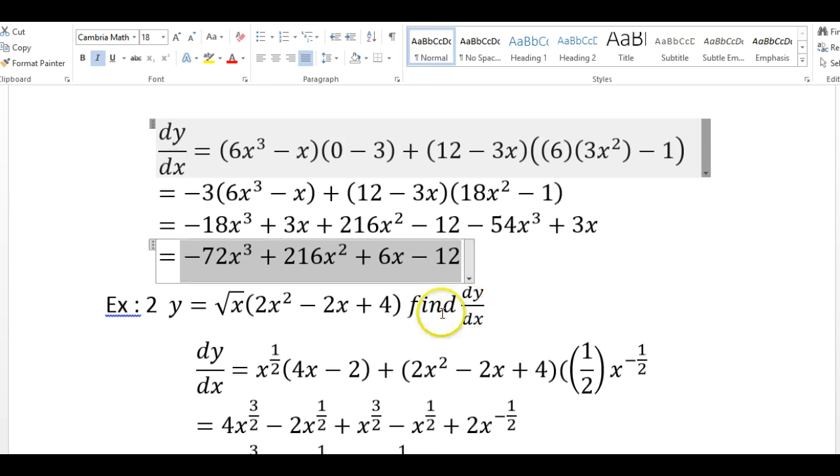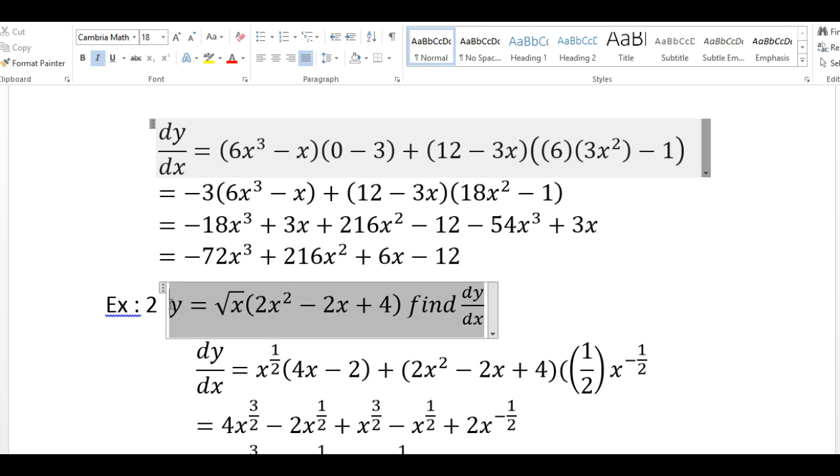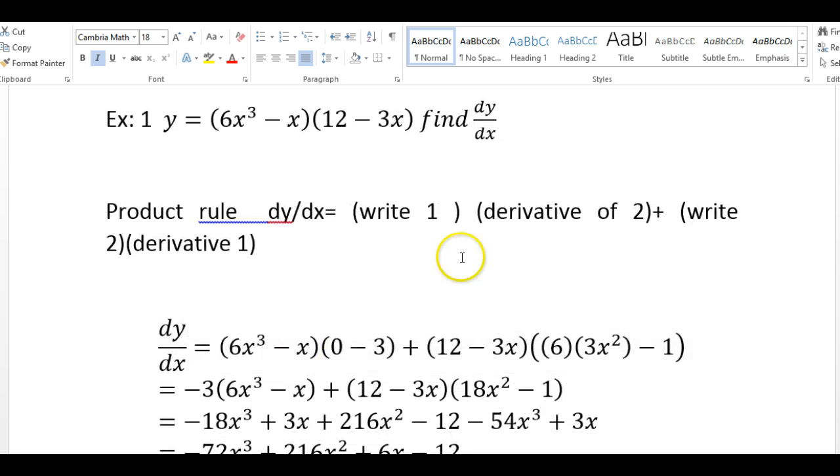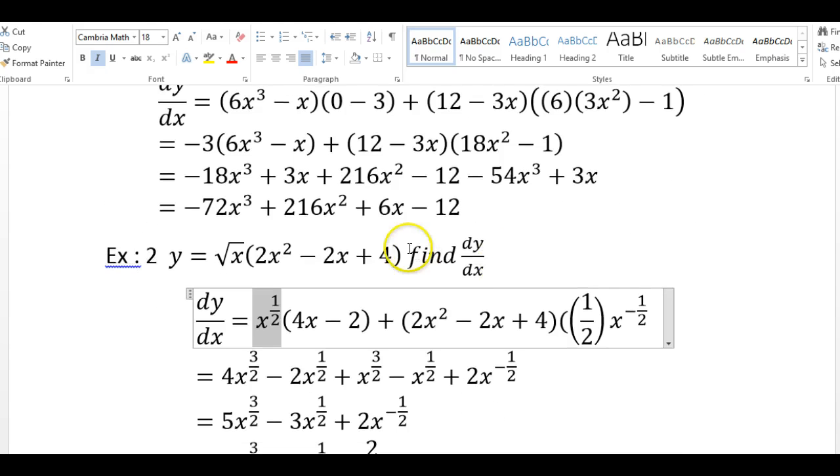Let's take another example. Once again, can you see from outside what you see? You see a product, right? Can you see the product? So what is part 1? Part 1 is this. And what is part 2? Part 2 is this. So let's use the formula. Write 1. So write 1 would be this one. I'm writing it as a power, it's much easier. Then derivative of 2. Okay, so derivative of 2.